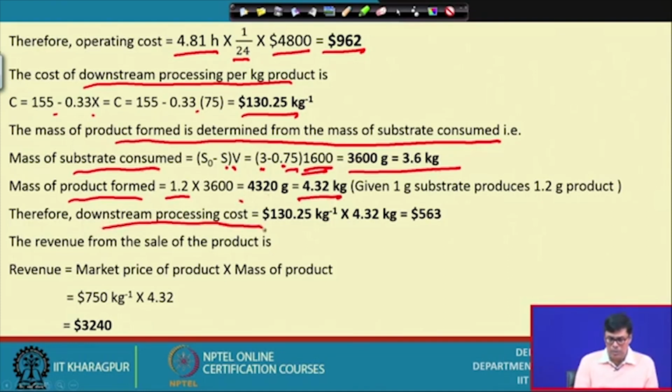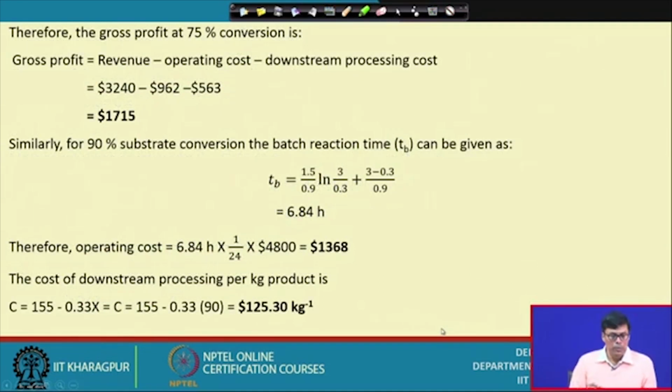Therefore, downstream processing cost will be what? This is per kg. We have 130.25 dollars per kg, so you multiply it by this amount. The revenue from selling the product will be what? This into this. Am I right? Because per kg of product the price is $75. So $3,240 we can recover. Now, therefore, the gross profit at 75% conversion is the revenue, 3,240, minus operating cost, minus downstream processing cost. So it is coming like this.